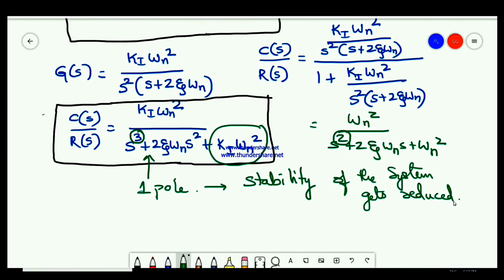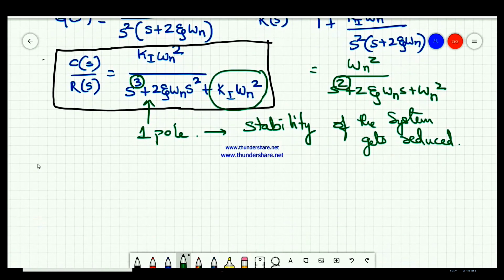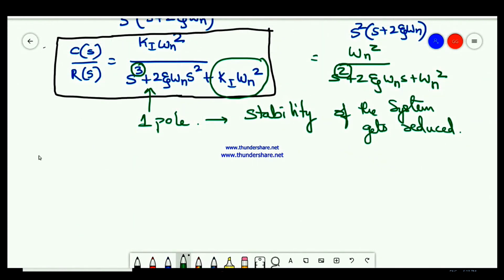So what do we do when the stability is getting reduced? We go for the next controller, which is the differential controller. Whether it increases or reduces the stability, we'll come to know once we discuss it, and meanwhile the time specifications are also altered. Let us see now. So let us discuss the differential controller. What is a differential controller?